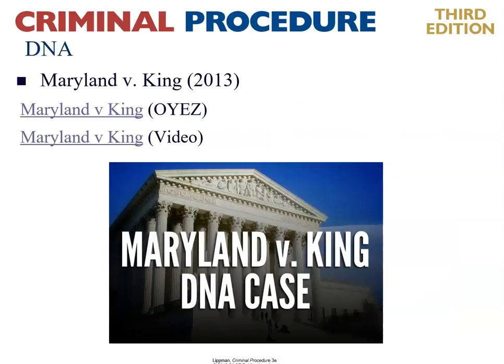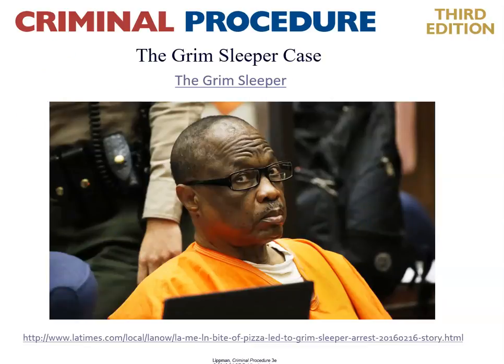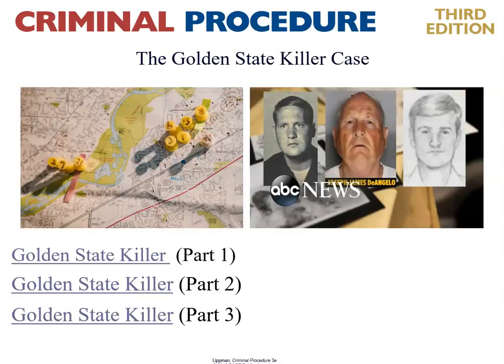and it is now considered admissible by virtually every state and federal court. And there's a really cool case that we don't have time to go over, but it's the Maryland versus King case. I have a link to the case and also to the video, about a 10-minute video on the Maryland versus King case. DNA was used to solve the Grim Sleeper case, which was a really cool case if you take the time to go through it and look at it. DNA also helped solve the Golden State Killer case, a really recent case. And there's a 3-part series on it, and it's an excellent case study.